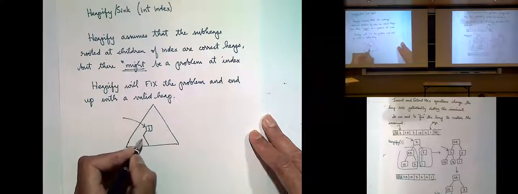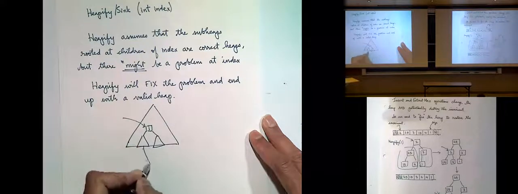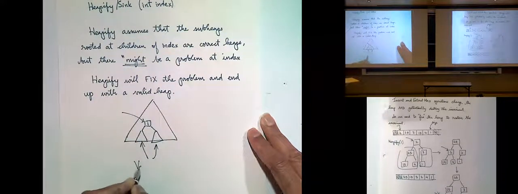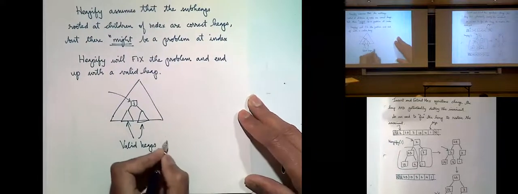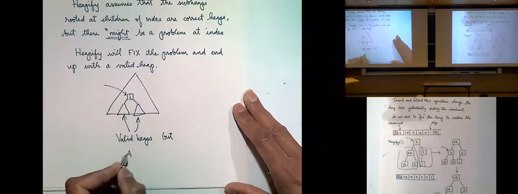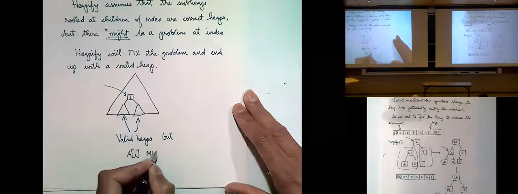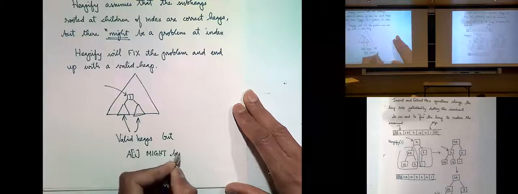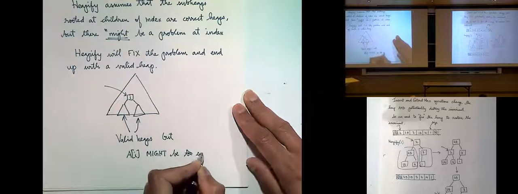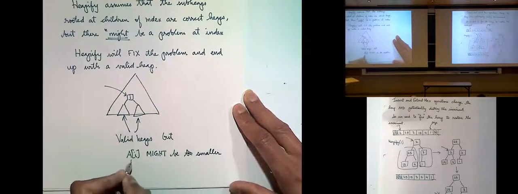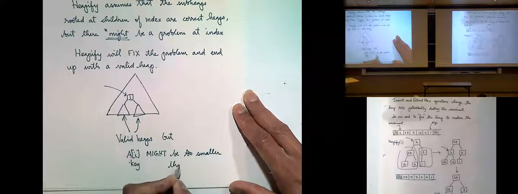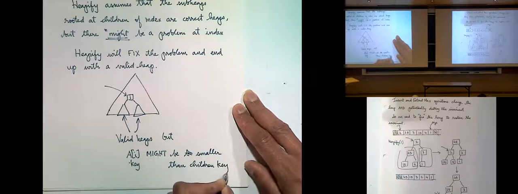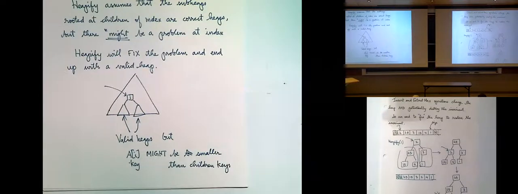What we're assuming is that over here, these are valid heaps, but A[i] might be smaller, or A[i].key might be smaller than the children keys. Does that make sense? So this is what is being assumed by this procedure.